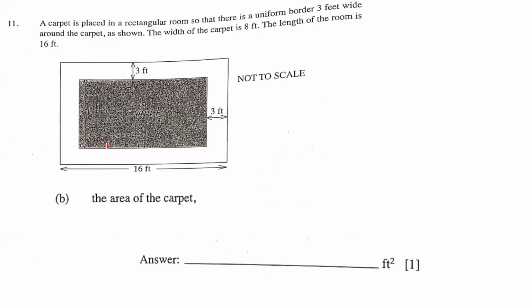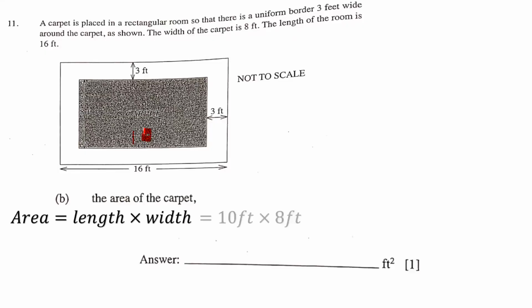Okay, let's move on to question B. Let's figure out the area of the carpet. Well, that's nice because we already know the length of the carpet. The length of the carpet is 10 feet, and area is length times width. The width of the carpet is 8 feet. So we just multiply the two and we get 80 feet squared. That's the area of the carpet.